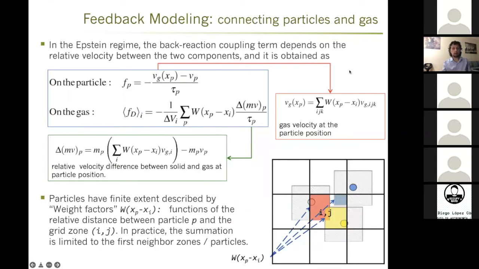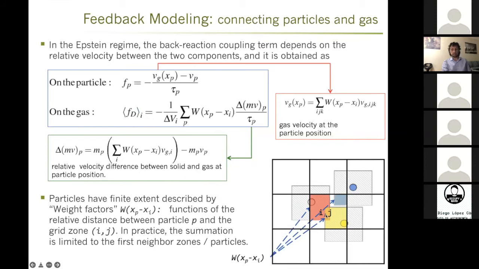Now, how is this coupling obtained? Well, it's obtained using particle in cell techniques, which, very simply stated, require a particle to be represented as a cloud, or better, as a square cloud. So think of a particle as a blue dot, but also think of the particle as having a cloud attached to it, and this cloud is a square shape.